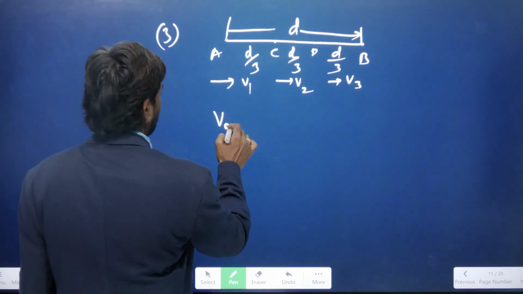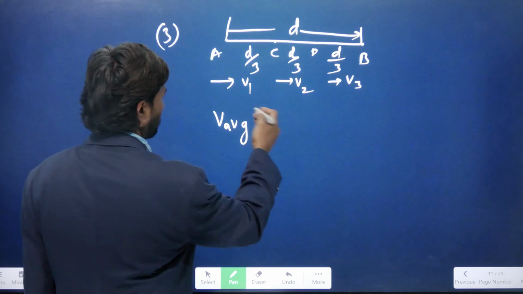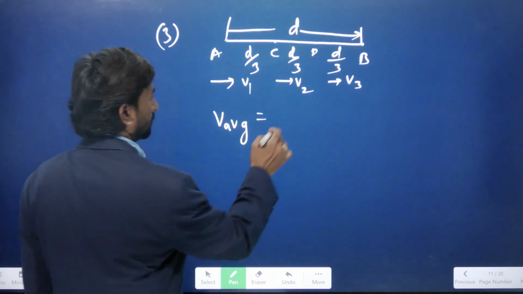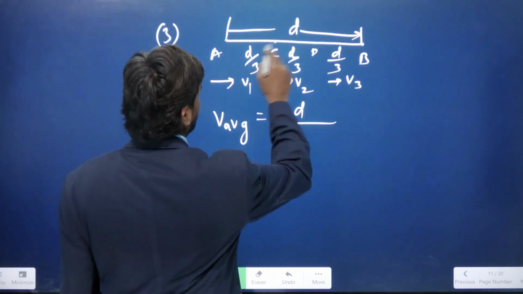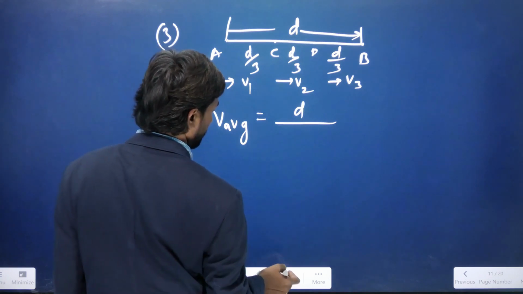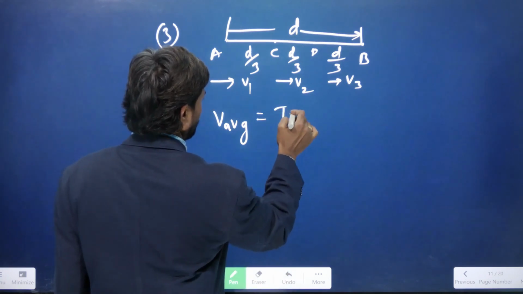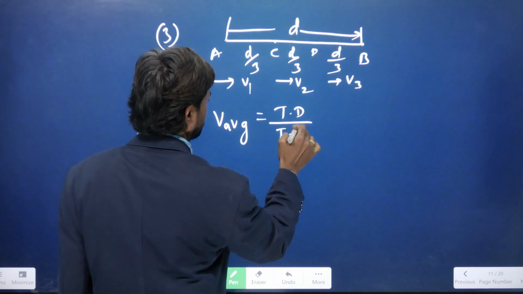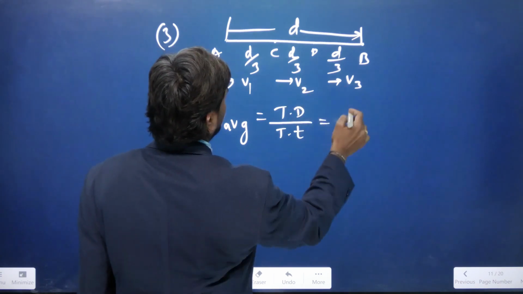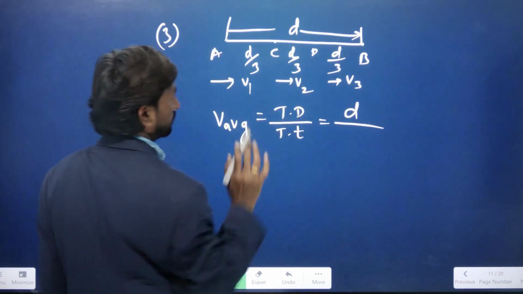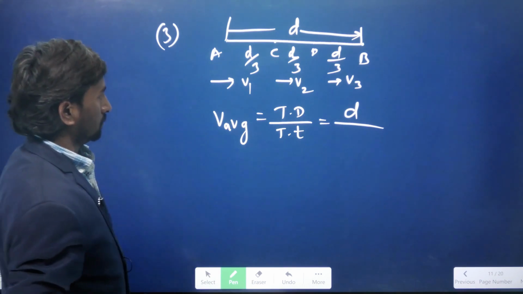So the average speed formula, we can derive here in the same way as in the previous case. From A to B, the basic formula is total distance by total time. Total distance from A to B is D only, and the total time.